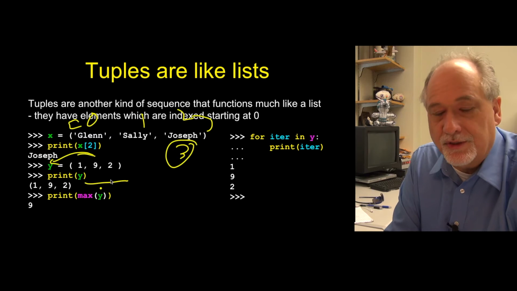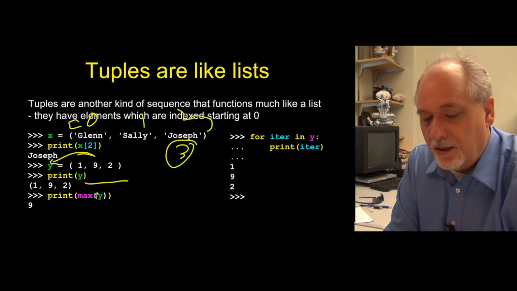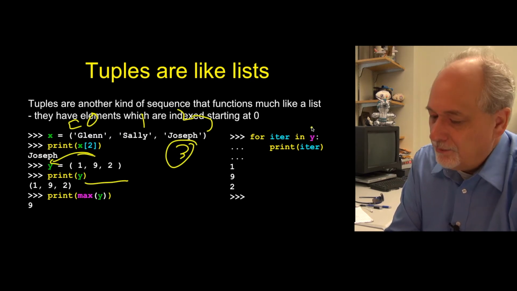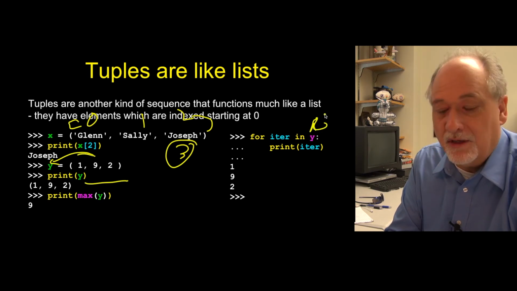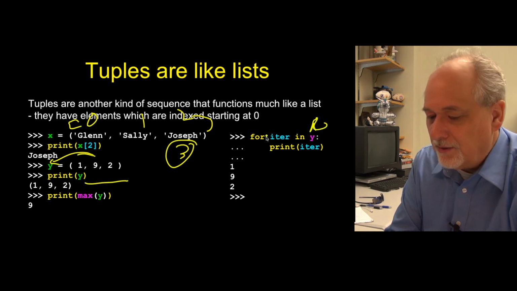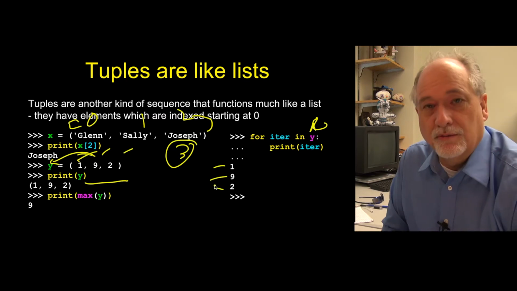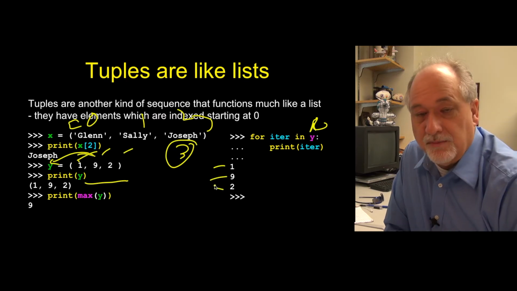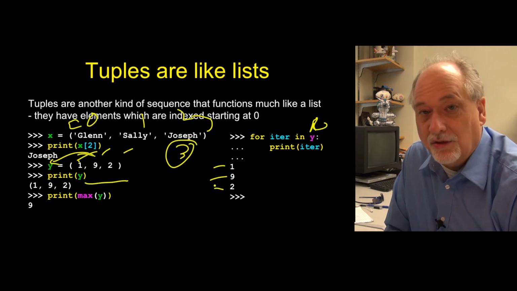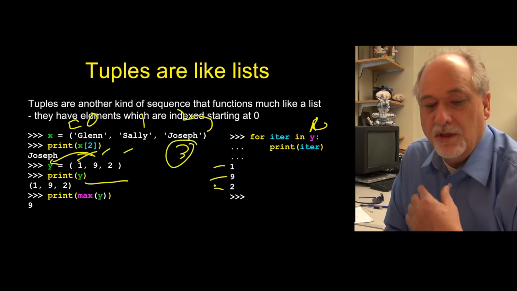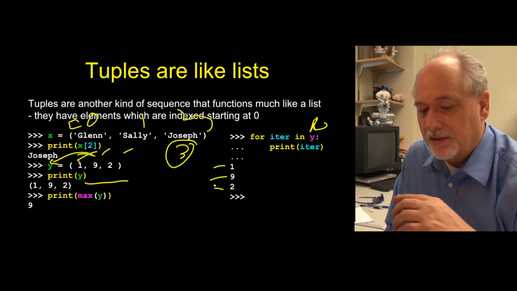And a whole bunch of functions that work with lists work the same way with tuples. You can put a tuple at the end of an in statement in a for, as you might expect, and then it iterates through the tuple. Tuples maintain order, so it prints out 1, 9, and 2. So literally this bit of code here could be identical whether it was a list or a tuple. It really would do the exact same thing.